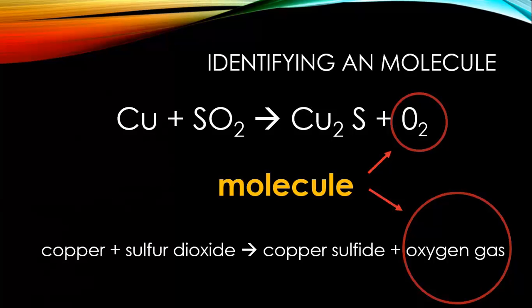We've got a formula of copper reacting with sulfur dioxide to produce copper sulfide and oxygen gas. That's what's produced. I can tell that oxygen gas is my molecule because I've got two atoms of oxygen, and it's by itself. Don't get SO2 confused with being a molecule. SO2 is not a single element. It's actually a compound, where you've got one atom of sulfur and two atoms of oxygen. So look for the element by itself with a number next to it when you're identifying molecules.